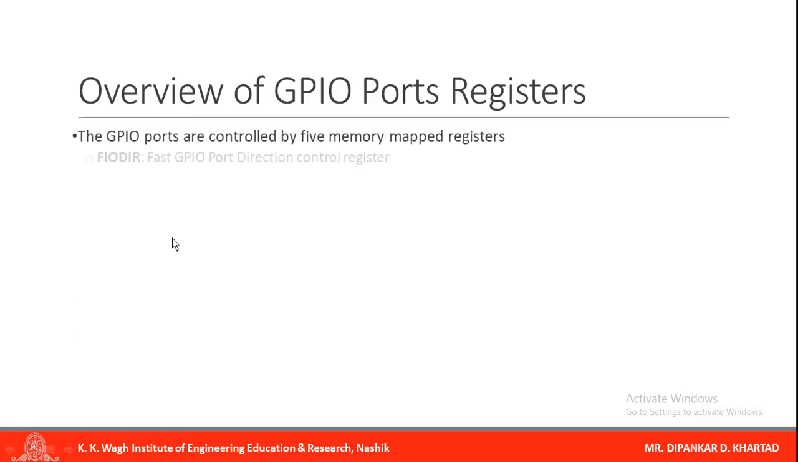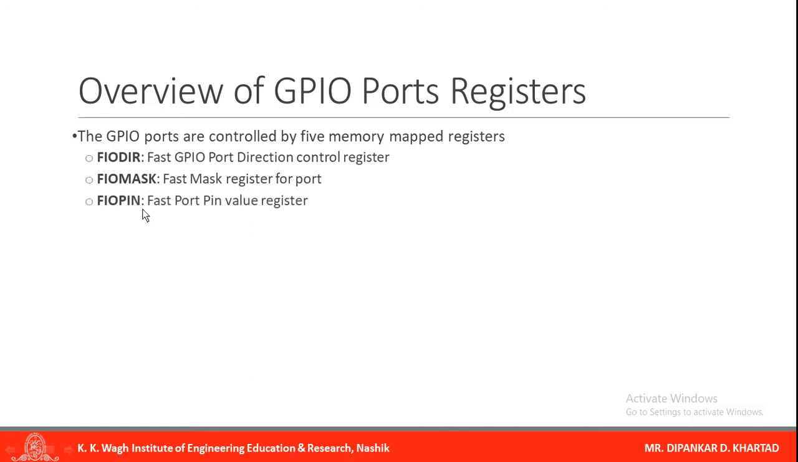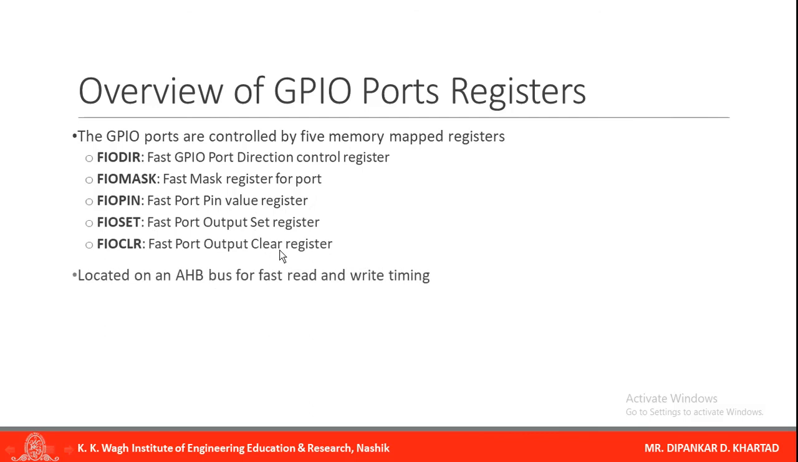This is the overview already discussed in the previous video. The FIO direction set register is already covered. The mask register is covered. In this video we will discuss the pin value register, then the fast output port set register, and then the output port clear register. These registers are all located on the AHB bus. They can all be accessed by byte, half word and word sizes.